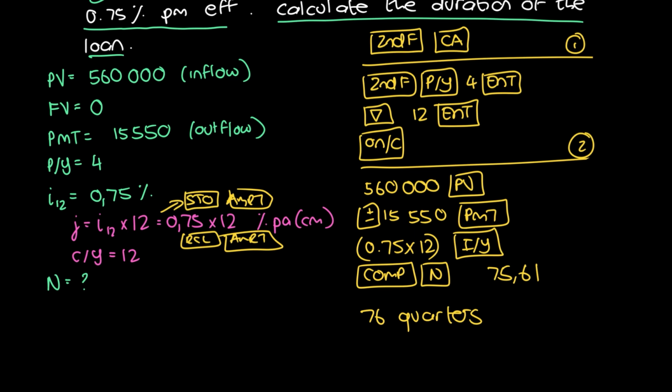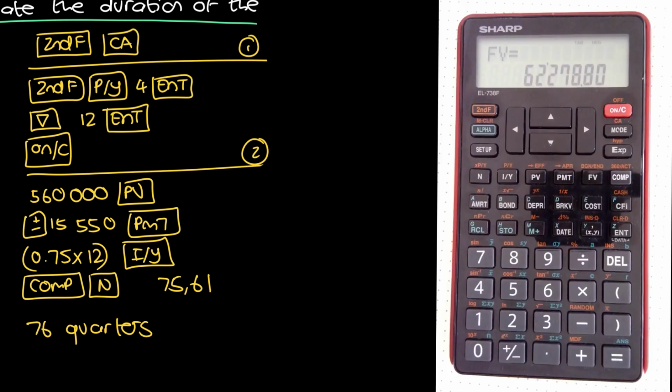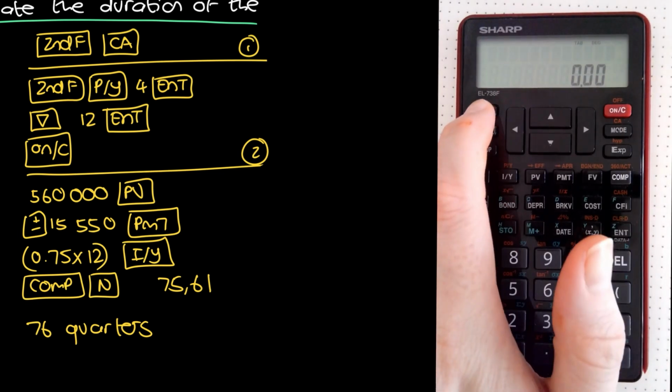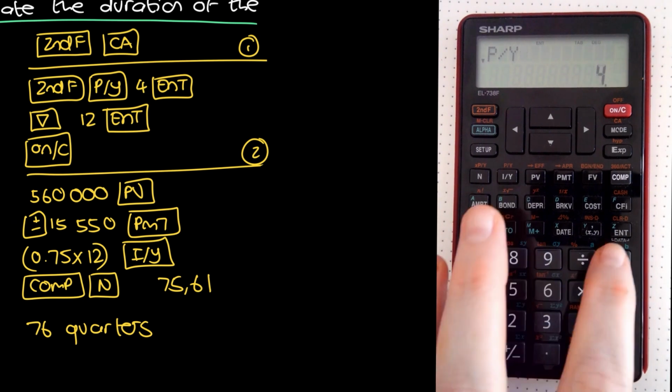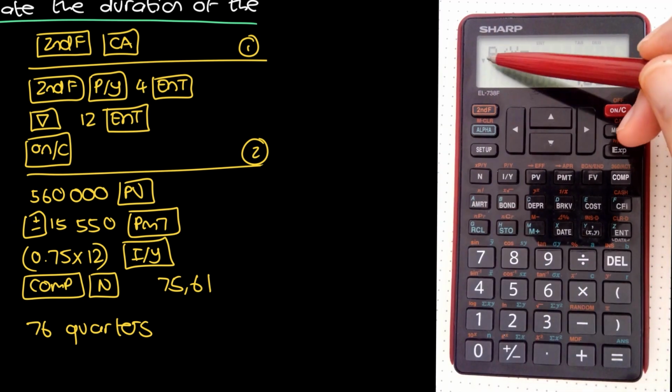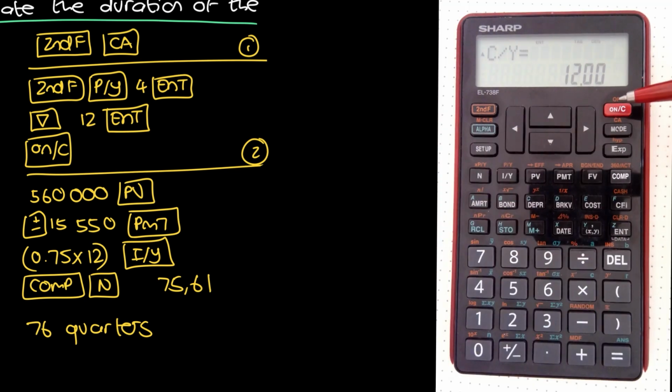So let's just go on to looking at it in our financial calculator. Okay, so now we're going to clear our information. So second function CA, then second function PY, and that's going to be 4 and enter. Now we're going to push down because remember we need to check our CY. Our CY is currently corresponding to our PY. We need to update it in this case to 12 because our compounding is monthly. So 12 and enter.